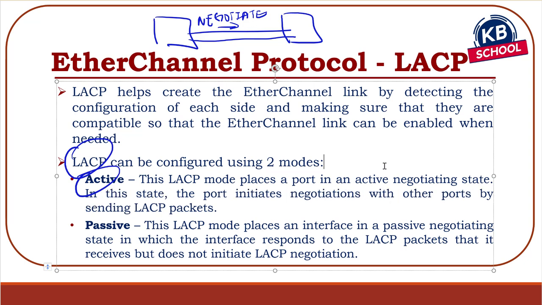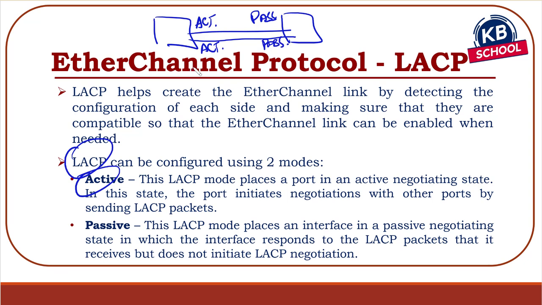Negotiations. In this particular one, when I set the mode of that port to be active, it will actually try to negotiate a port channel with the other side. Passive will respond. Passive will not initiate. So if you have two switches that want to set up a port channel with each other, at least one of them needs to initiate the connection. At least one of them has to be active. The other guy can be passive, so it will respond.